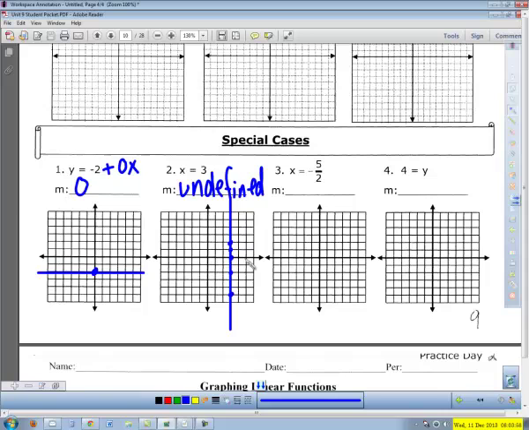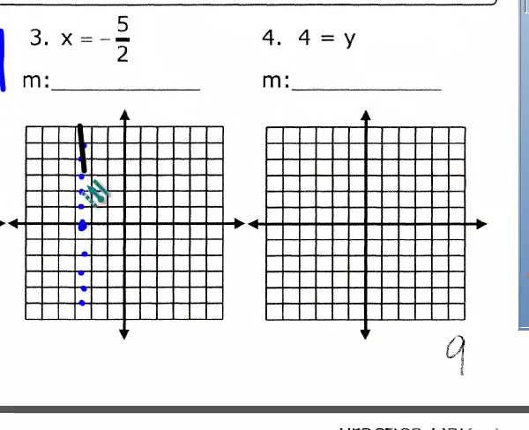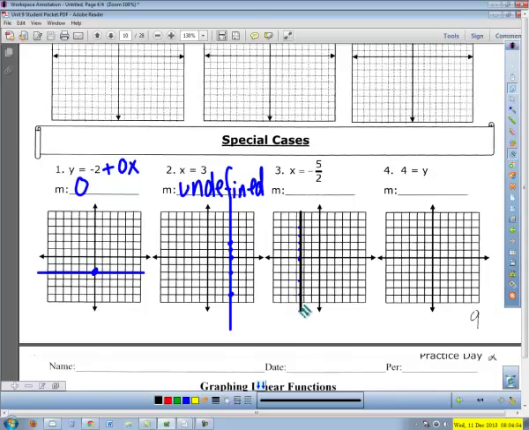Undefined. Okay, so now x equals negative 5/2. Let's think about what 5/2 is. If we have 1/2, we're right here. We have 2/2, we're right here. 3, 4, 5. So we have negative 5/2 right here. So x is always equal to negative 5/2. So again, same thing as the other one. No matter what my y value is, I have a negative 5/2 for my x value. So again, I have a straight line. That's not quite right. Let's try that again. I have a straight line. That's not quite right either. A little closer to here. There we go. Okay. So now my slope for number 3 again is undefined. I'm going to abbreviate as always as U and D, undefined.